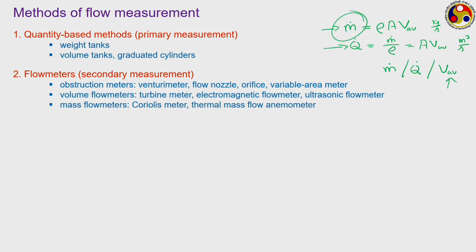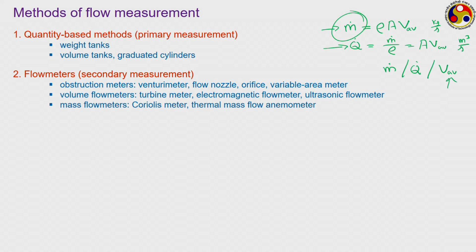We get a direct idea about the mass flow rate, and from there we can try to get back the volume flow rate using the information about the density of the fluid. Like the Coriolis mass flow meter, the thermal mass flow anemometer, etc. can come under this category of mass flow meters. So, these all are secondary measurement.